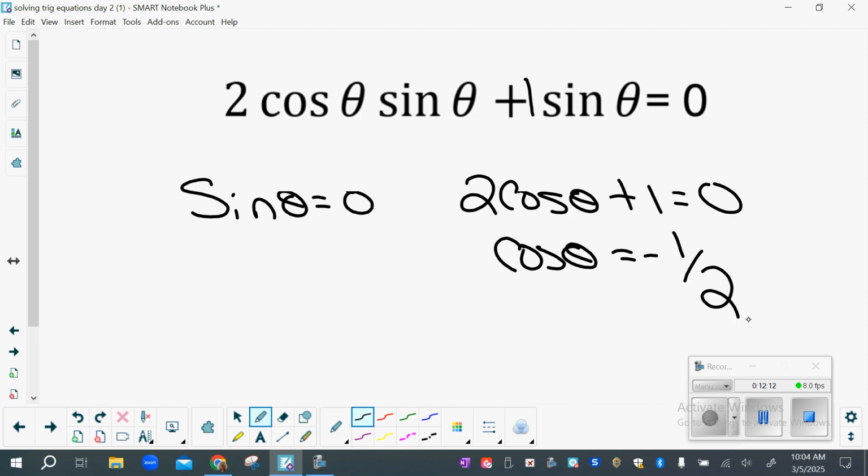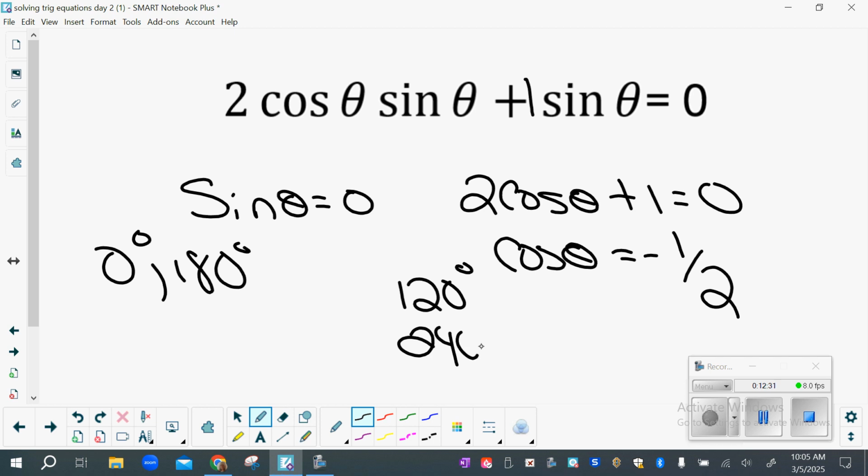Now I'm going to go to the handy dandy unit circle. I'm going to see where sine is 0. That's going to be at 0 and 180. I'm going to go to cosine is negative 1/2, and it looks like 120 and 240. Am I good? Okay. We got 2 more, I think, and then we're done.